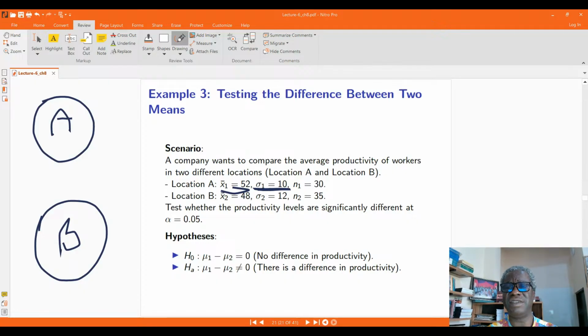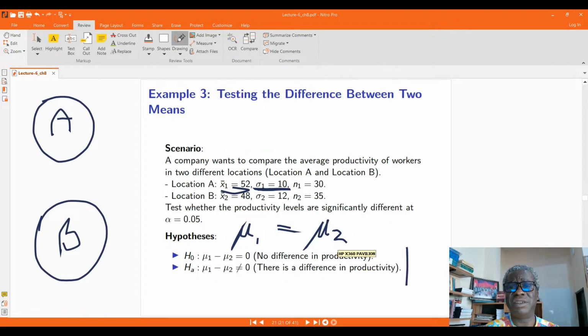So the hypothesis is set up. That is the first step. We have to set up the hypothesis. So the hypothesis is that the mean of population 1 is equal to the mean of population 2. That is, productivity in location A is the same as productivity in location B.